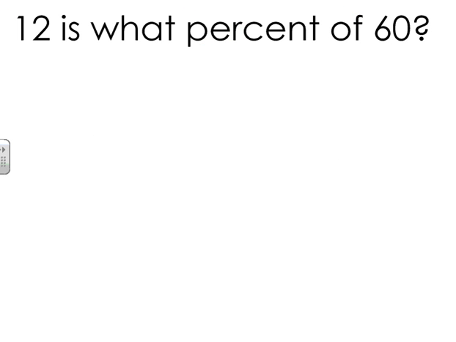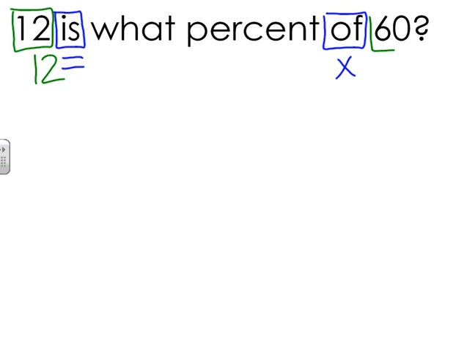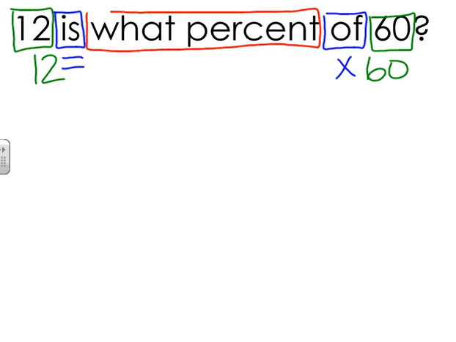On our next example, we need to find the percent. So just like before, the word is, put an equal sign. The word of, put a multiplication symbol. Okay, so I have the number 12 and the number 60. I'm just going to rewrite those below. And the last piece, for what percent, I'm going to use the variable p to represent the percent. So let's rewrite this: 12 equals p multiplied by 60.